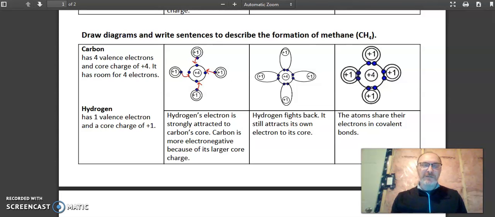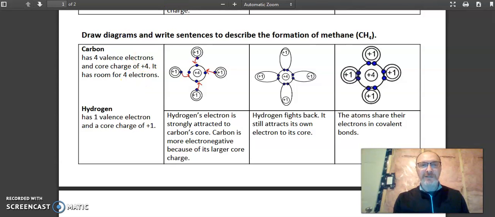Alright, here's the last video of a series of 3 where we're looking at the formation of molecular or covalent compounds. We're going to look at here the formation of methane. So let's start on the left hand side. It says carbon has 4 valence electrons and a core charge of +4. It has room for 4 electrons.